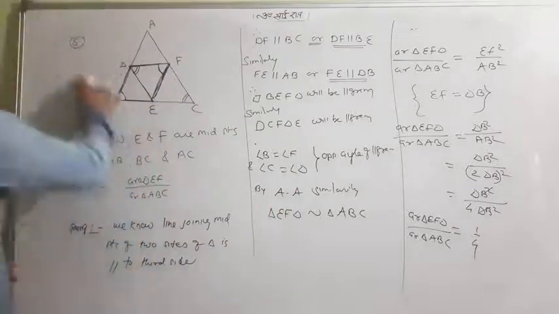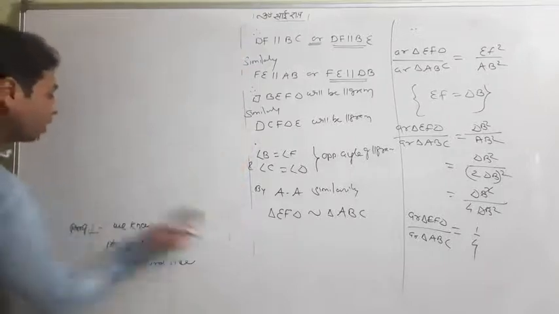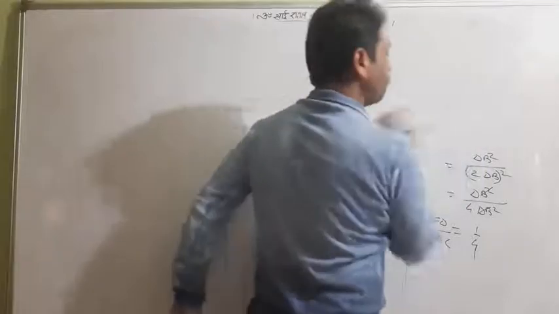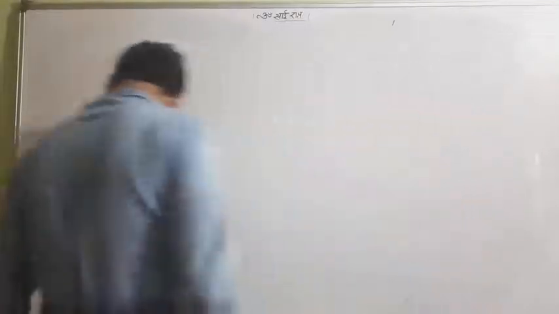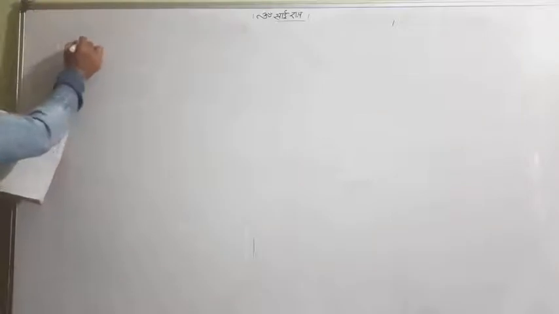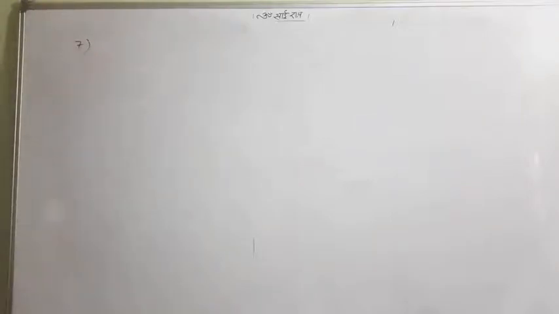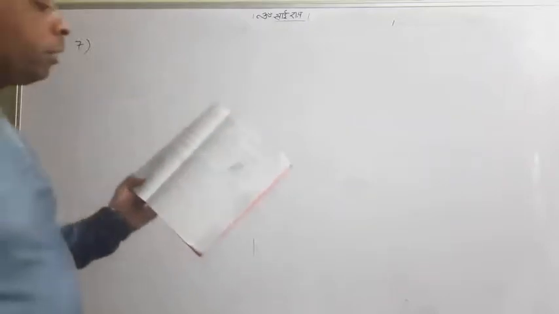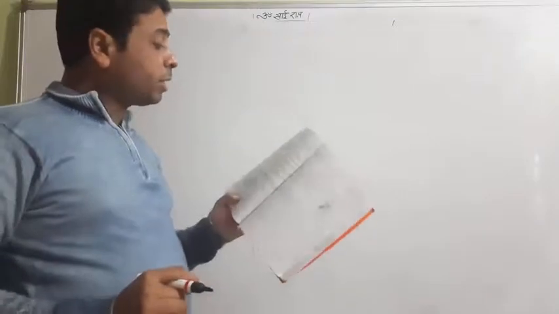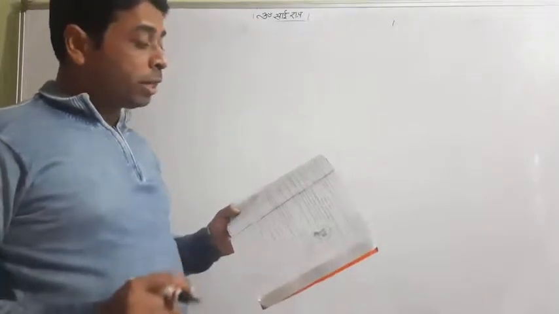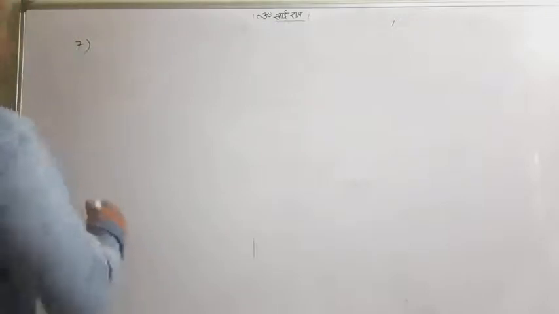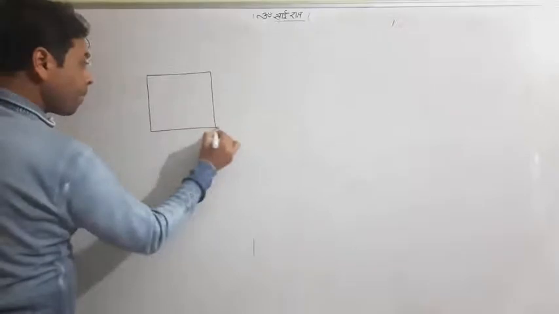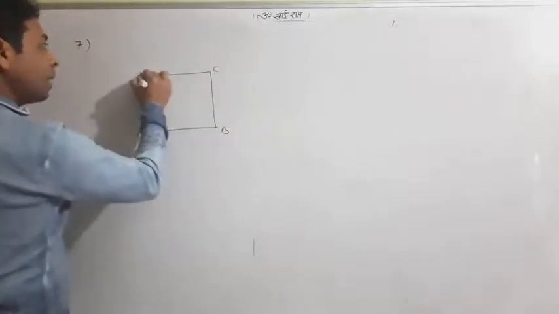So that is explained here. Now one last question I want to tell you, because it is also very important for the exam. Question number 7. Prove that the area of an equilateral triangle described on one side of a square is equal to half of the area of an equilateral triangle described on one of its diagonals. Here we talk about a square. It has 4 sides, and I'm making one diagonal.